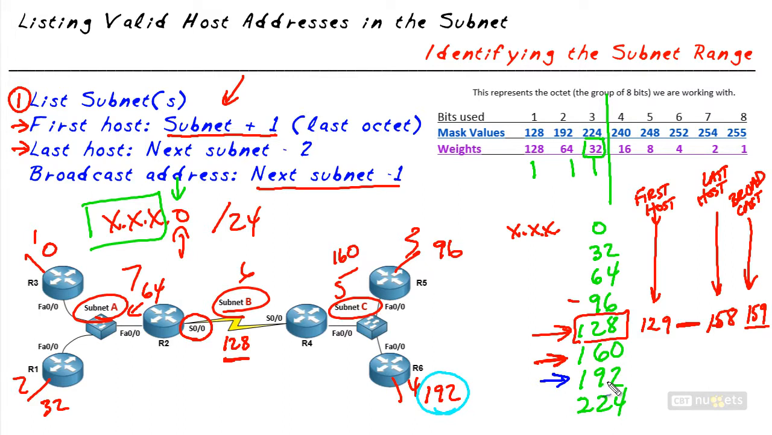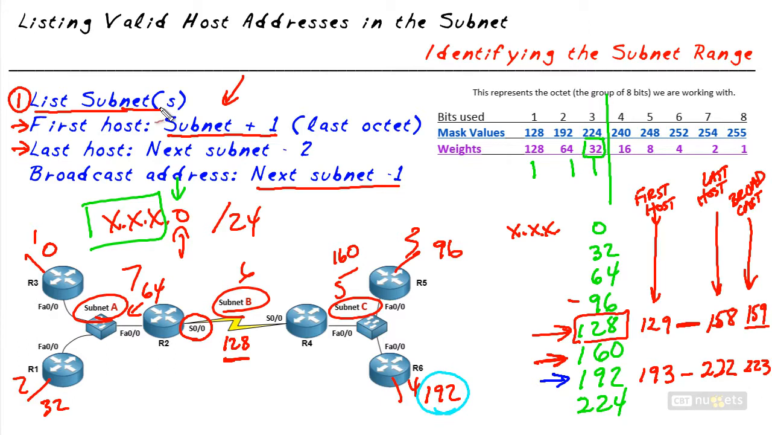So on the 192 subnet, the rule is that the first host is the subnet itself plus 1. So for the 192 subnet, that means the first host would be 193. The last valid host on this subnet is going to be the next subnet minus 2. Well, the next subnet is 224, so minus 2 would put our last valid host at 222. And the broadcast address for this 192 subnet is the next subnet minus 1, which is 223. That's it. That's how you calculate the valid range of IP addresses on a given subnet.